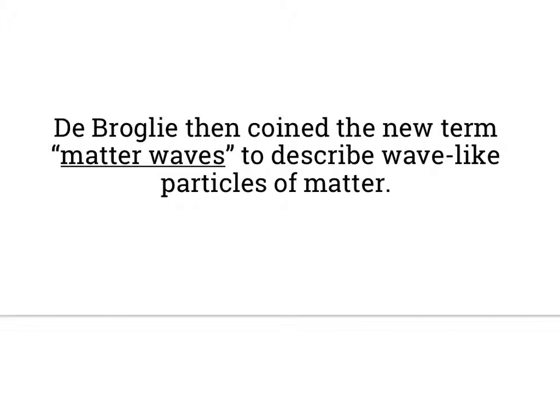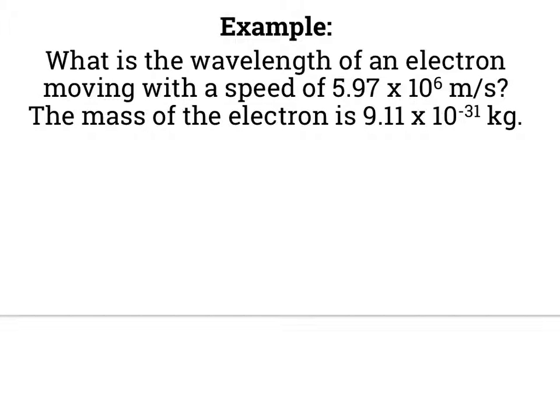So anyways, what is the wavelength of an electron moving with this speed, with this mass? I got tired of reading. We have that our wavelength is equal to Planck's constant over our mass times our velocity. We have our velocity, we have our mass, and you know Planck's constant. Try and figure this out. Spend a few minutes.